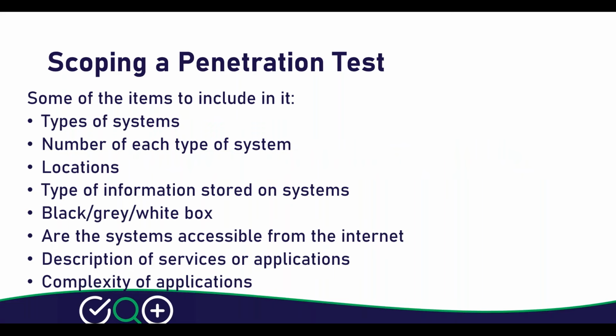Some of the items to include in the scope would be the types of systems, the number of each type of system, the locations to be tested, the type of information stored in systems, and whether it's a black box, gray box, or white box test. Are the systems accessible from the internet? A description of the services or applications, and the complexity of the applications. This should be discussed with the customer and documented so it can be referenced throughout the testing.